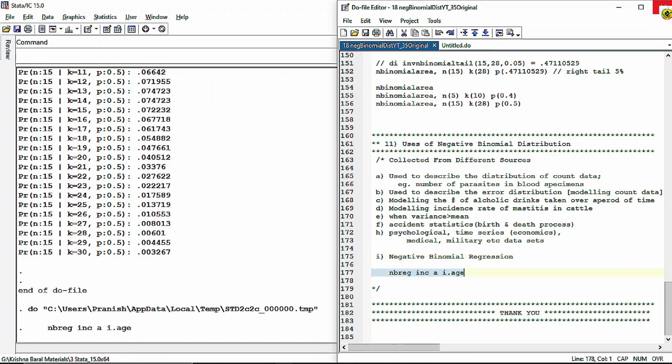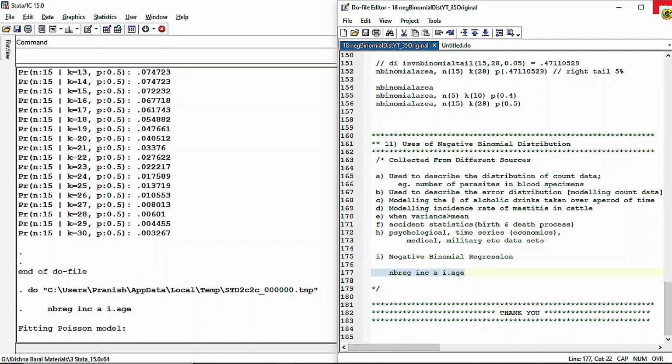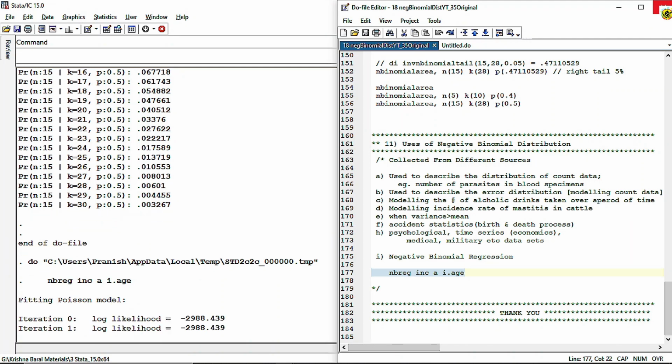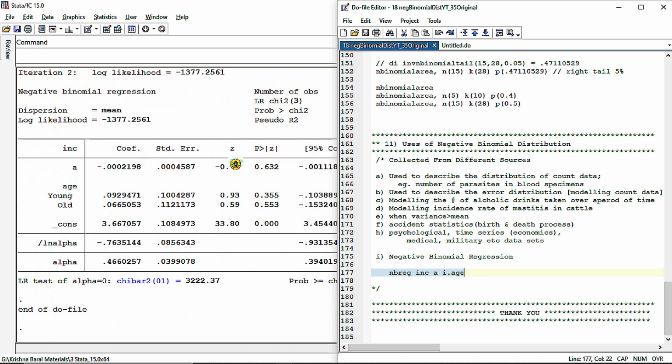Even we have a negative binomial regression, which we will explore some other time. And we see the negative binomial regression.